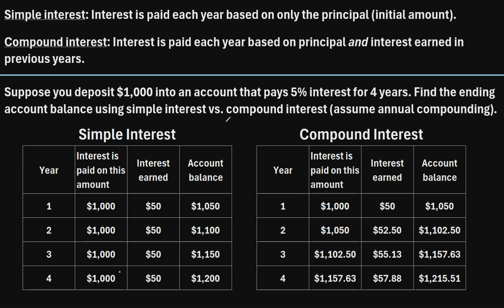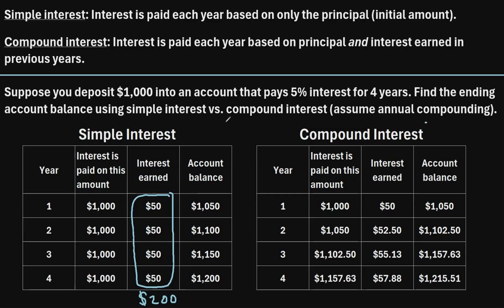And in year 4, still you're only getting paid 5% interest on the initial $1,000. So you're getting paid another $50, which brings your final account balance up to $1,200. And if you were to add up the total interest that you earned, you'd find that it's $200. So using the simple interest method, you got paid $200 over the course of these 4 years.